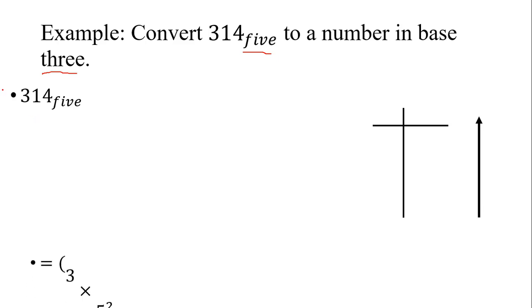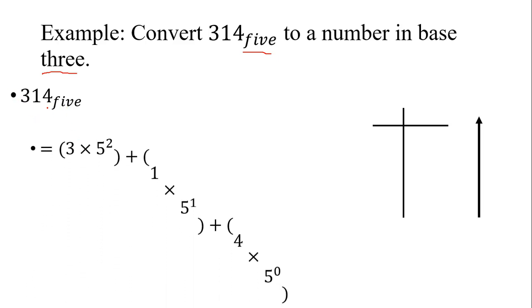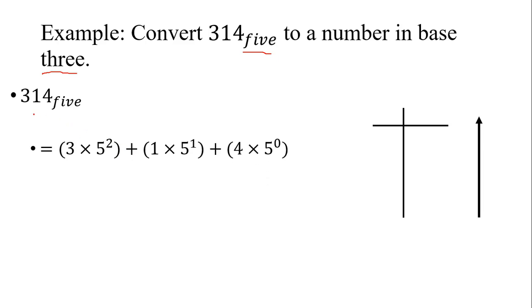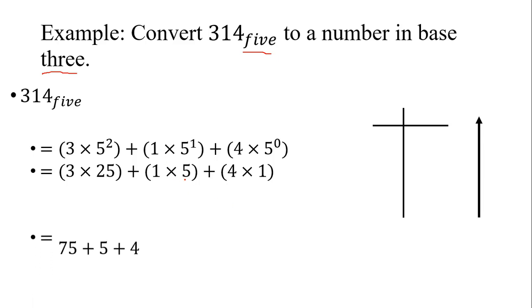So we're going to have 3 times 5 raised to power 2, plus 1 times 5 raised to power 1, plus 4 times 5 raised to power 0. If we simplify further, we have 3 times 25 plus 1 times 5 plus 4 times 1, because any number raised to power 0 is 1. That will give me 75 plus 5 plus 4.